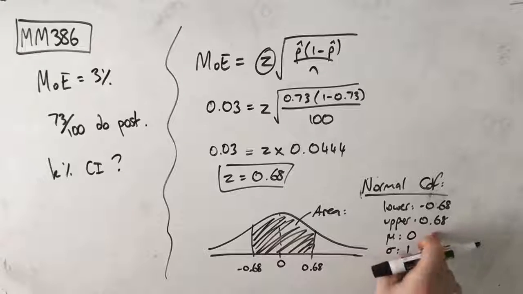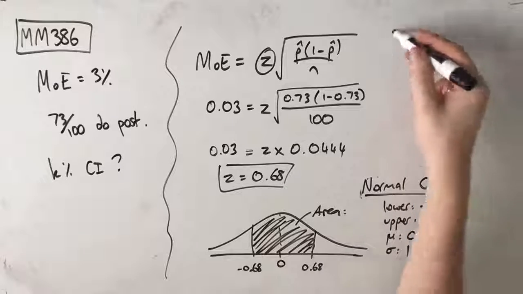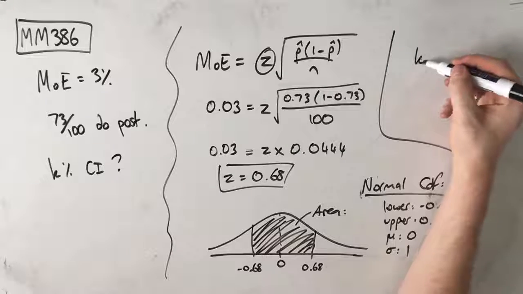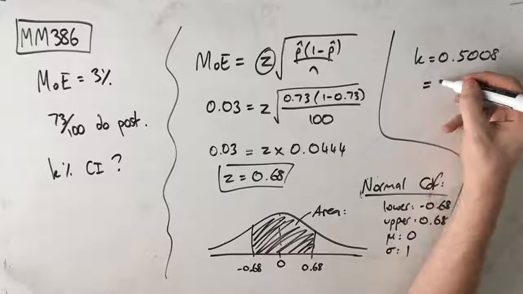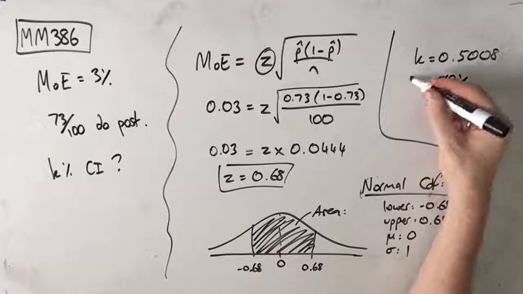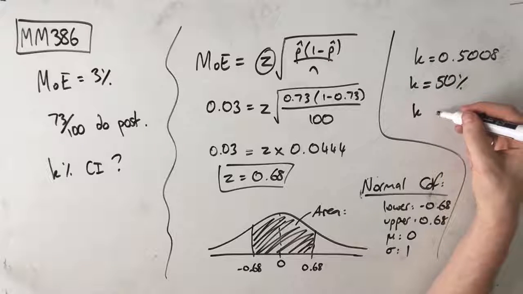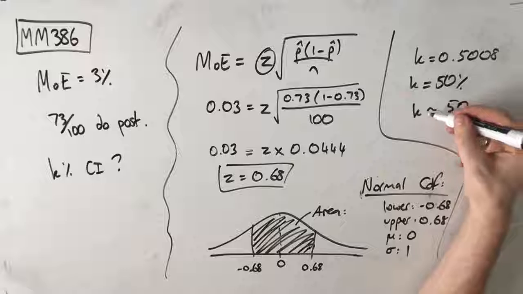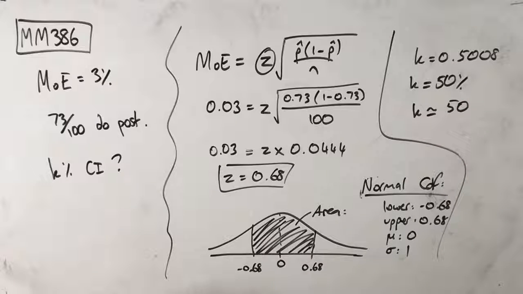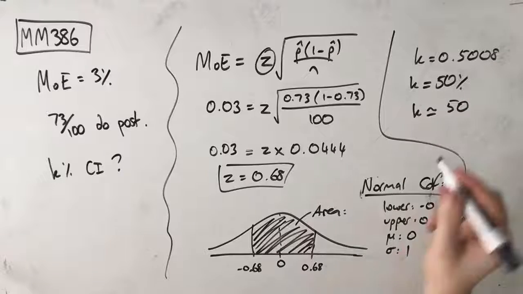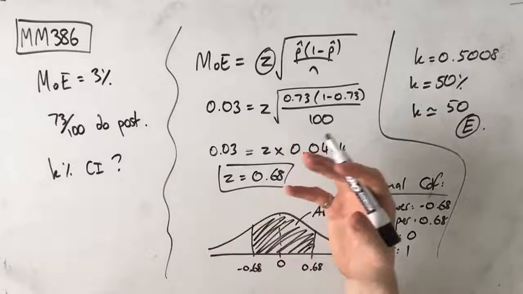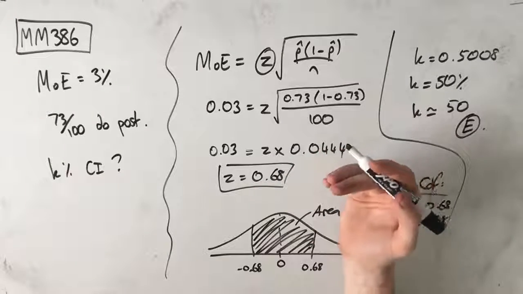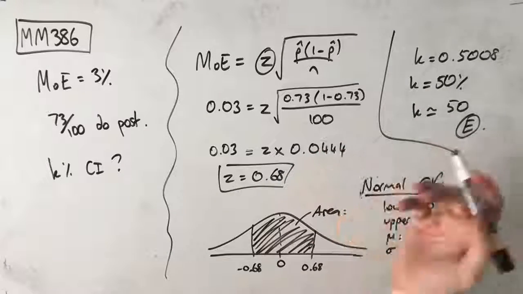So if you put this into your calculator, it will spit out K equals 0.5008, which means that it's closest to 50%, which means therefore K is closest to 50, right? Which is the answer E. So E is our answer. K is closest to 50. Don't say 0.5 because we're talking about the percentage, right? So it's K%. So we're not 0.5%, we're 50%.